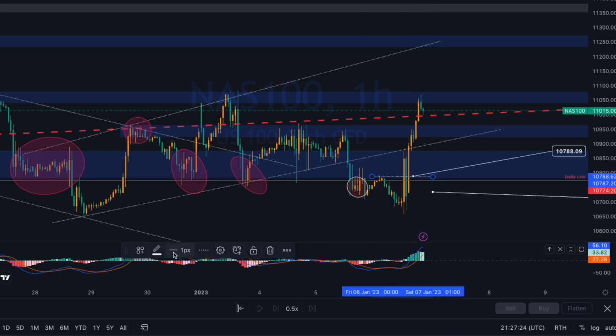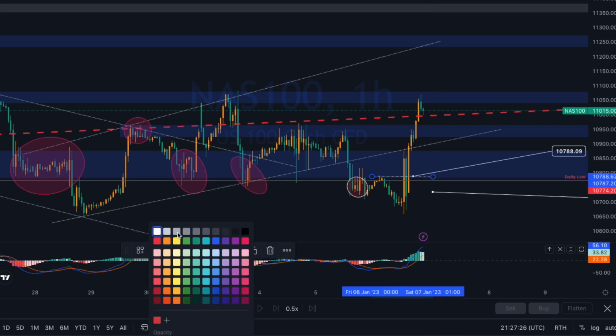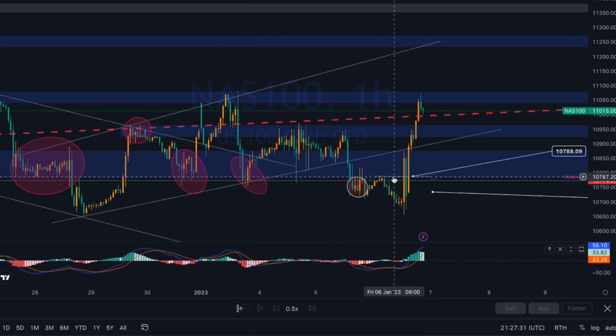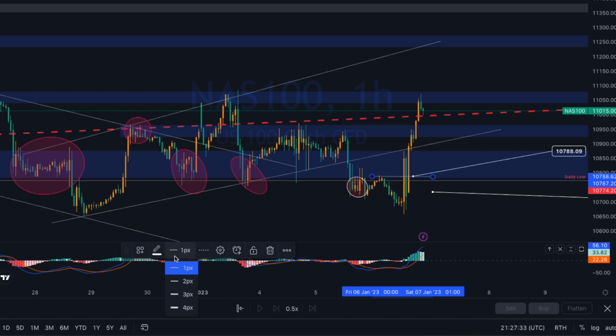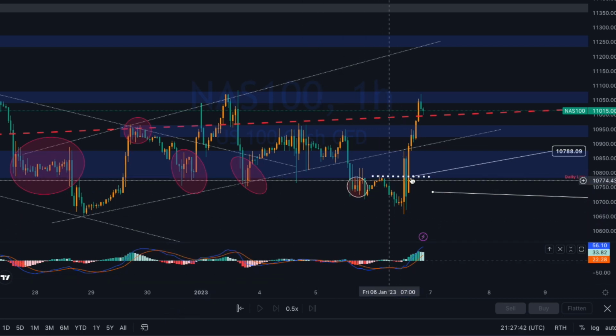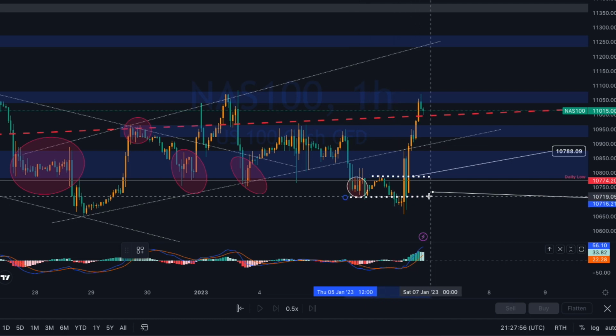I'm going to make that nice and fat so you all can see it. We're going to keep it white. I'm going to make it nice and fat because that one really needs to stand out. So that was where I had my buy stop, and I had a sell stop under here.